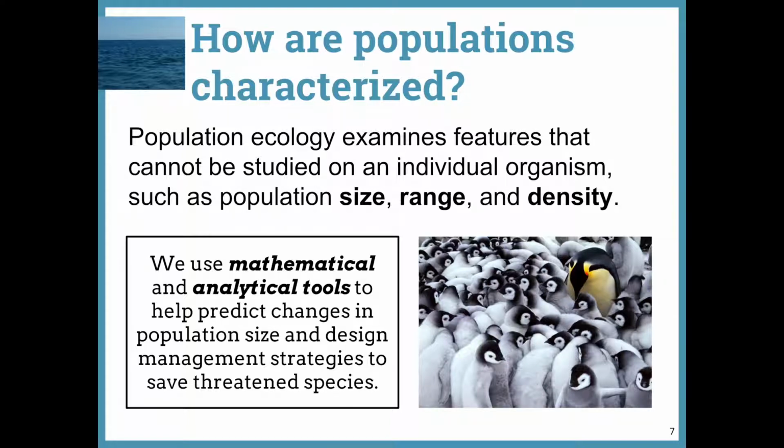So that brings us to the question of how populations are characterized. The video really talked about size and how populations are growing in size. But populations can be characterized not only by size, but also by range and density. Those three key features of populations are how we define the healthiness of a population and the ability for it to go extinct or possibly take over a certain ecosystem.